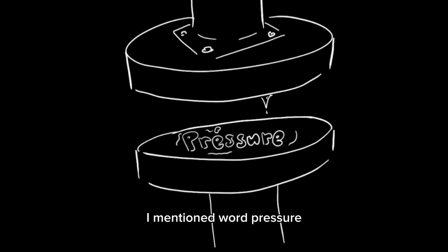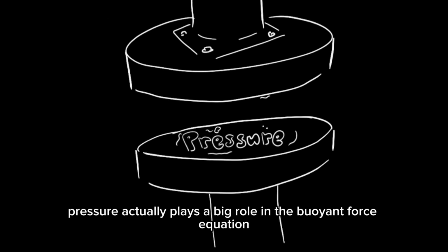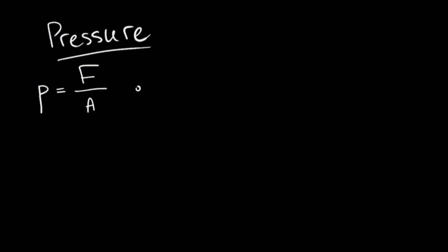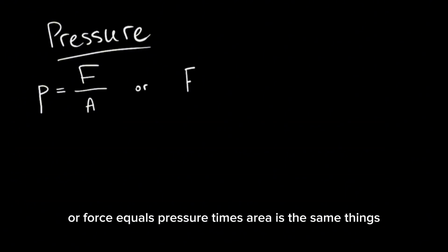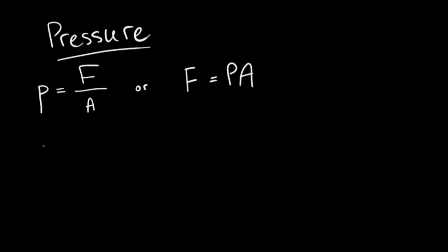Now that we have figured out the origin of the buoyant force, let's look at the equation. I mentioned the word pressure. Pressure actually plays a big role in the buoyant force equation, so I will start by reminding you of a couple of pressure formulas. Pressure is equal to force over area, or force equals pressure times area, which is the same thing.